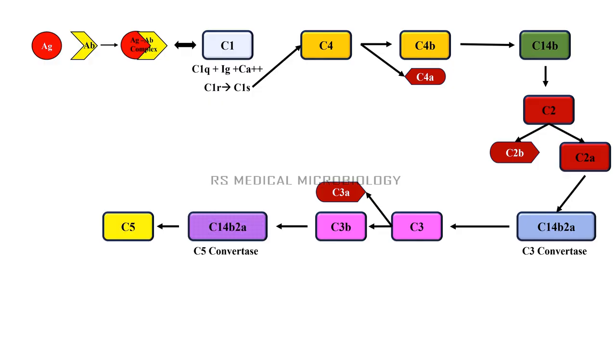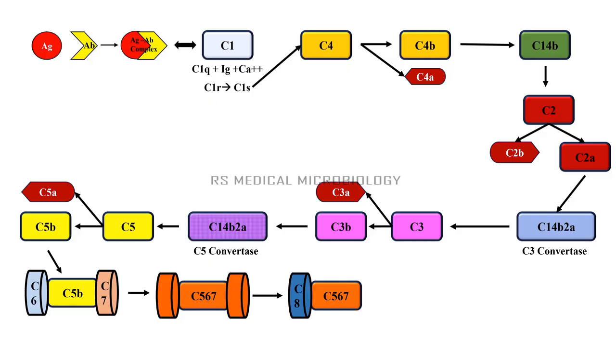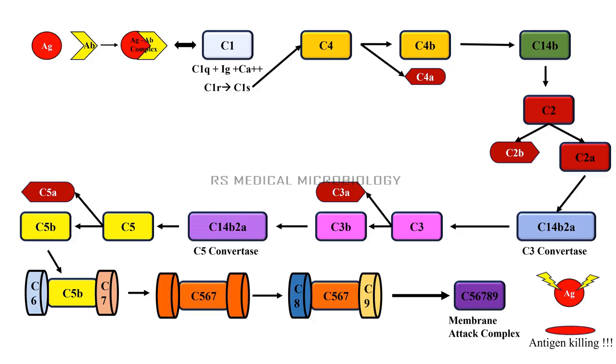Once a C5 convertase is formed, it will activate C5. So C5 will again split up into a bigger fragment C5B and a smaller fragment C5A. Now this C5B along with the C5 convertase is joined by C6 and C7 initially, followed by attachment of C8 and C9. So this whole thing, from C1 to C9 together, is the membrane attack complex. Now this membrane attack complex will attack the antigen and form pores leading to antigen killing.